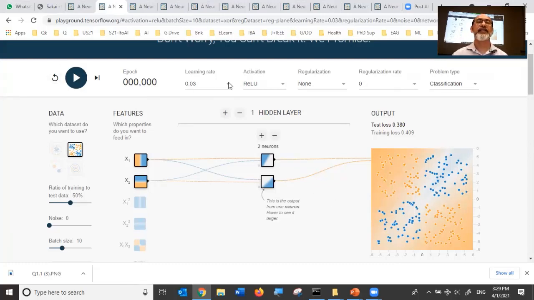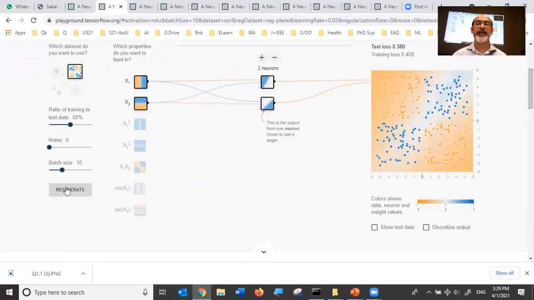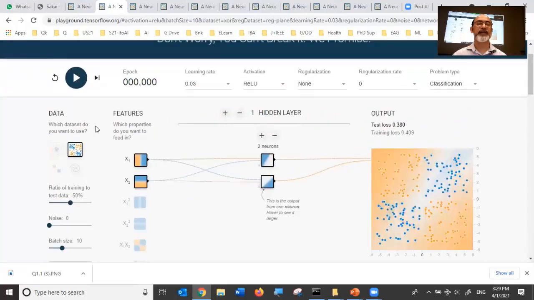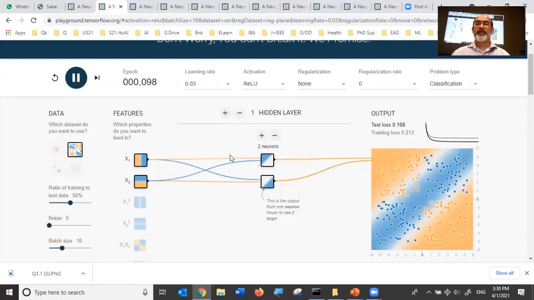So we'll use a learning rate of 0.03. We could use different learning rates, but 0.03 is sort of the default. The activation could be ReLU, it could be sigmoid, it could be linear, it could be tanh, which we haven't talked about yet. Let's use ReLU. The rest of the parameters we're not going to worry about, and I'm going to regenerate the data. So you could regenerate the data and have a different data set. And now I'm going to start the training. Okay, so what's happening? Is it able to actually predict?